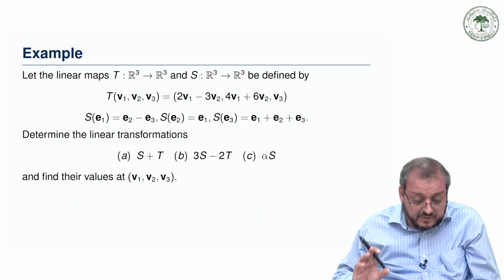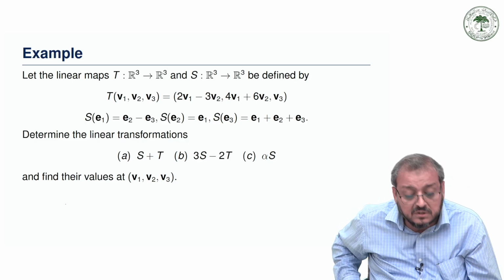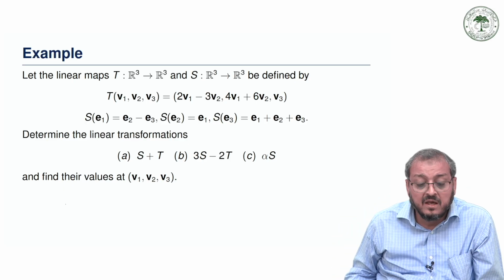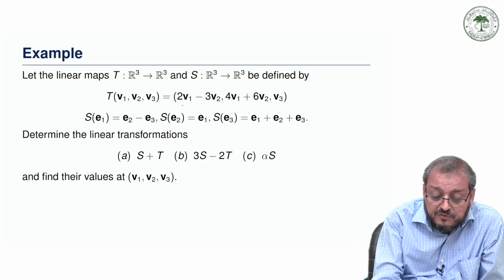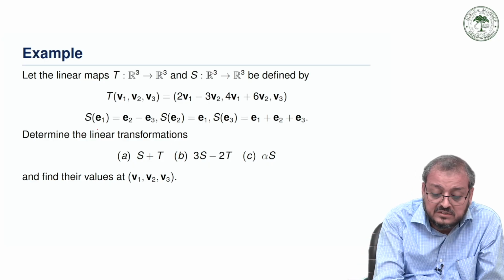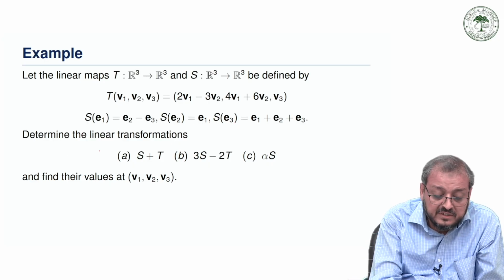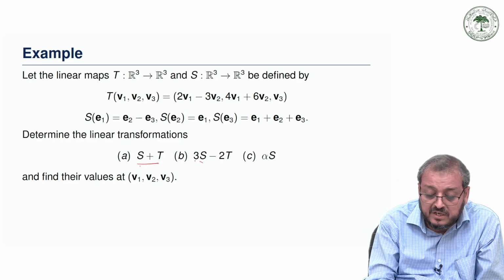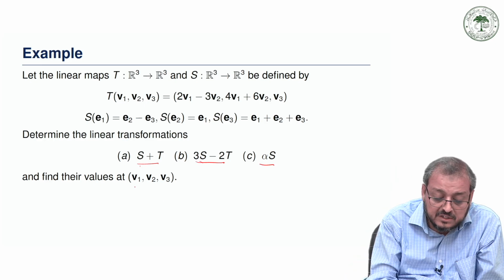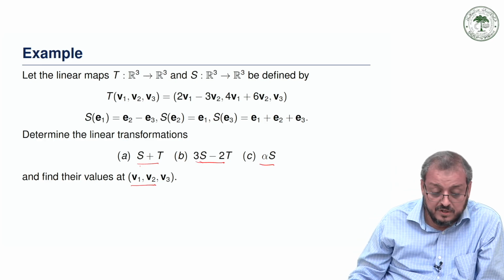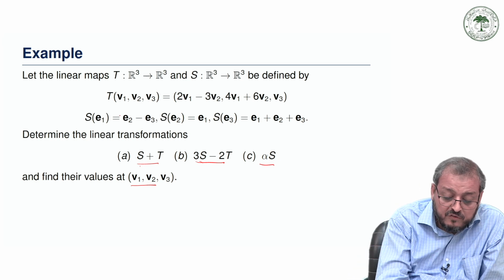Okay, so now we take some other problems. Suppose T is defined in this form and S is defined in this form, and we have to find the linear transformations S + T, 3S minus 2T and alpha S in terms of v1, v2, v3.